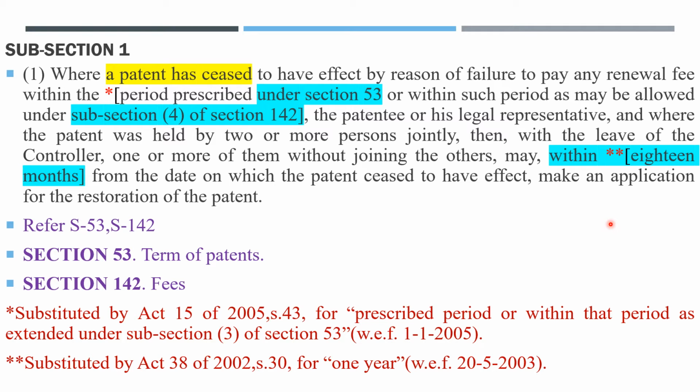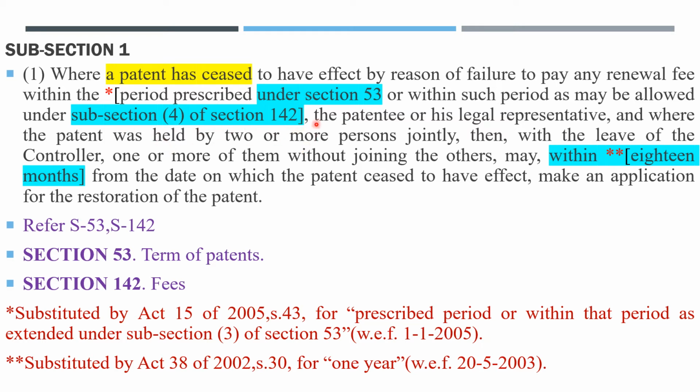Fine. So we can say here the situation is the patent has ceased. Why has it ceased? Where a patent has ceased to have effect, what is the reason? The reason is failure to pay any renewal fee within the prescribed time, as per section 53 or subsection 4 of section 142.